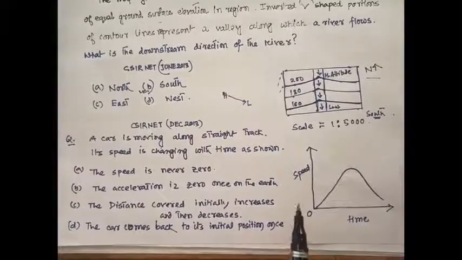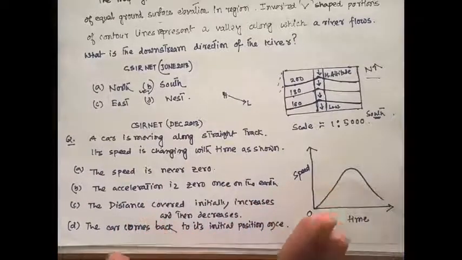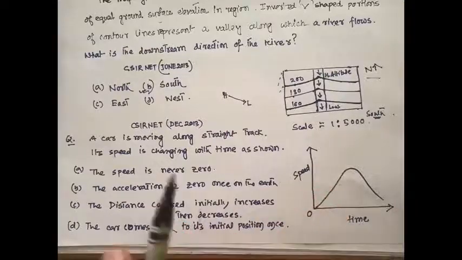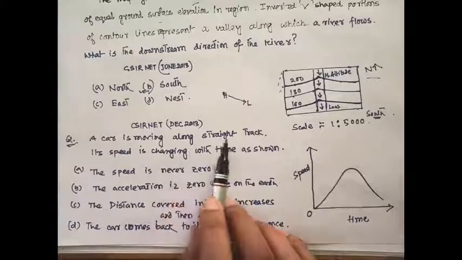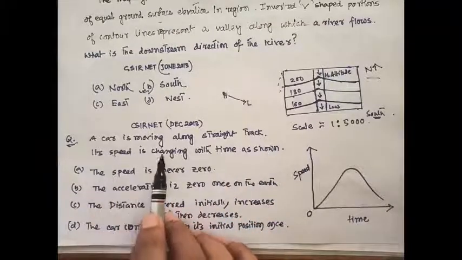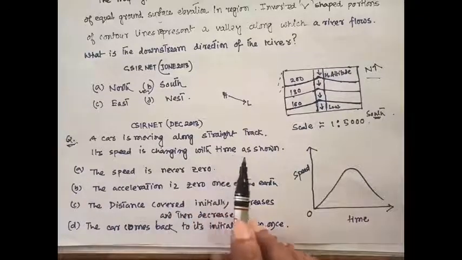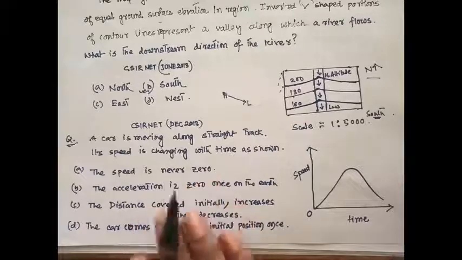This question was asked in CSIR NET December 2013. This is a question from basic kinematics. In the question it is given that a car is moving along a straight track, on a straight road. The speed is changing with time as shown in the figure. Which one of these four options will be the correct one?